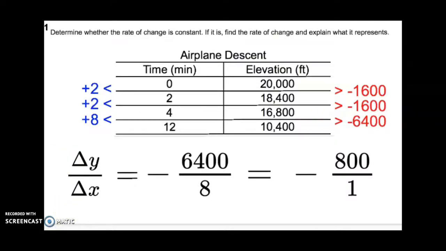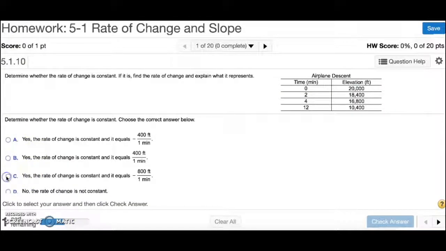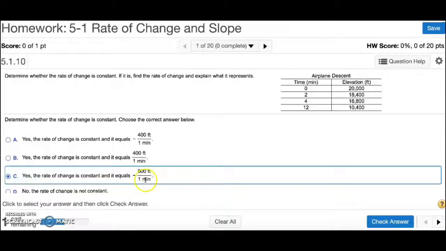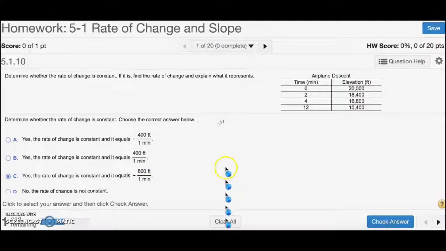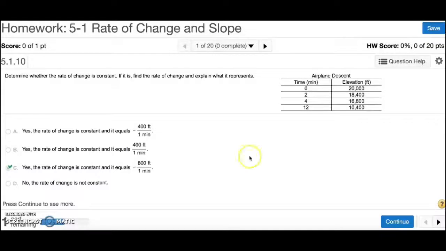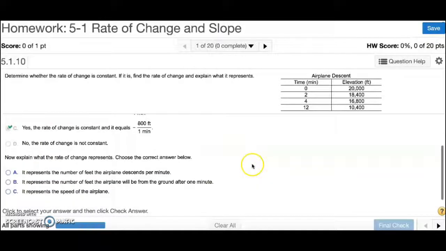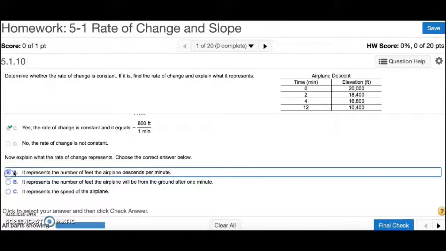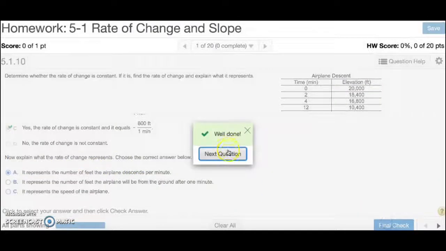So let's type that in. So yes, there is a rate of change, it's constant, and it equals negative 800 over 1. You're going down 800 feet every minute. Now we explain what it represents. Basically, it is the number of feet the airplane will descend every minute. And that is number 1.